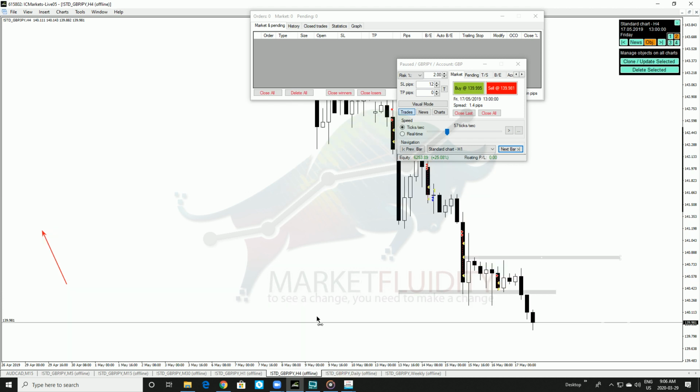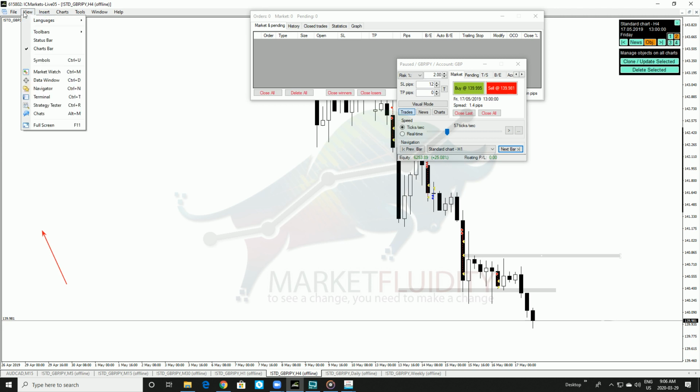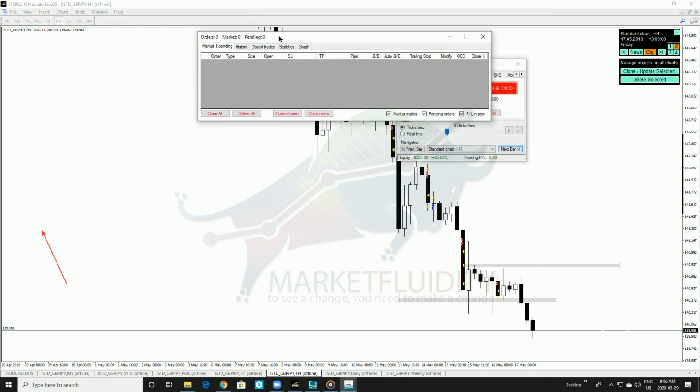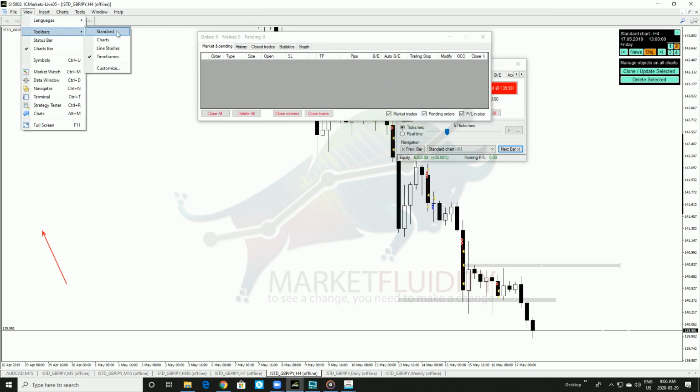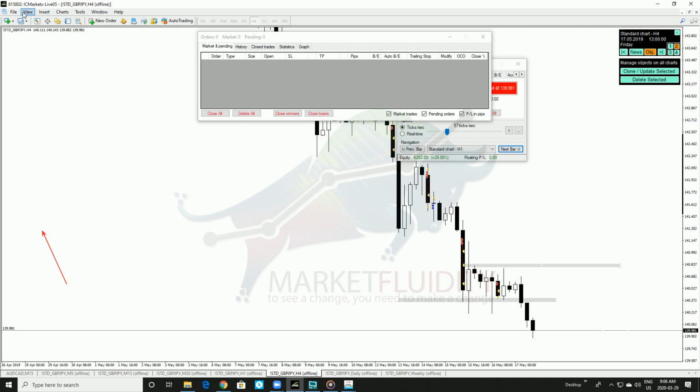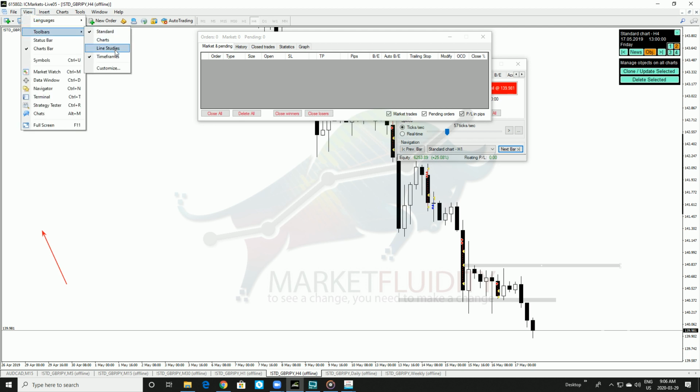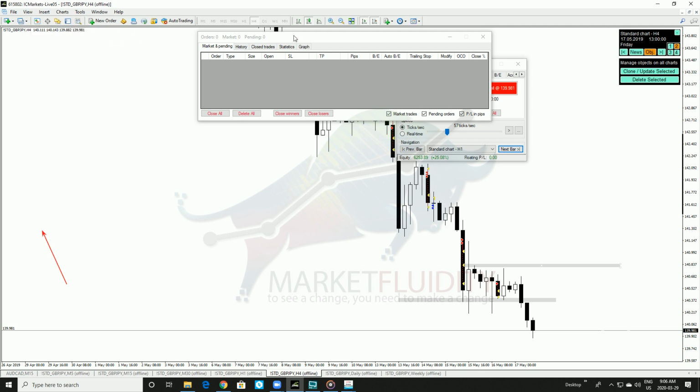Let's go to the 4 hour. Let's bring up our time frames here. Toolbar, time frames. Toolbars, standard. Nope. Toolbars, charts. Yeah, perfect, charts.